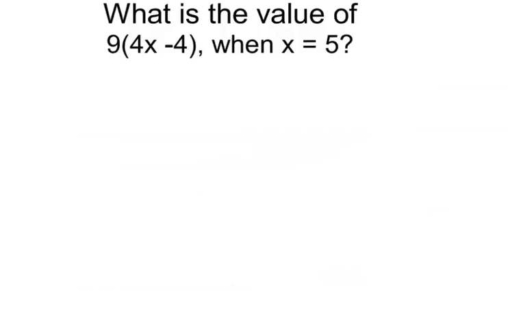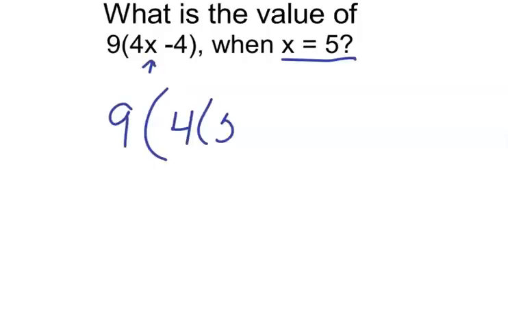What is the value of 9(4x - 4) when x equals 5? Okay, so we're just going to place 5 in for x. So we're just going to rewrite it. So it's 9 times (4 times 5 minus 4).